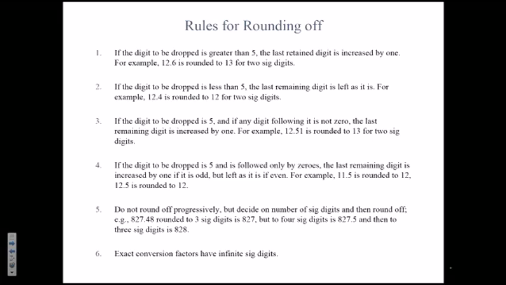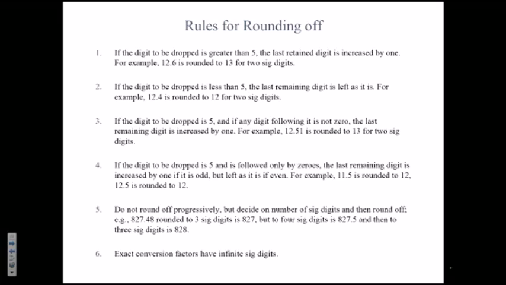But if you do progressive rounding, see what happens. You have 827.48, you drop the 8. Since 8 is more than 5, this becomes 827.5. And then again, when you round it, because this is odd, this becomes 828. So the answer is different from doing the rounding in one shot. So don't do progressive rounding. Okay, that's something that I've seen students doing, maybe because that's how they learned it before.